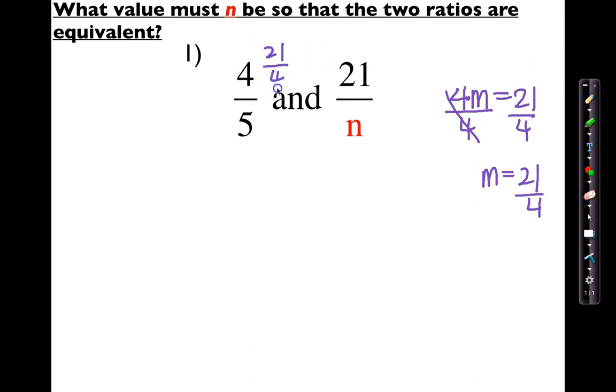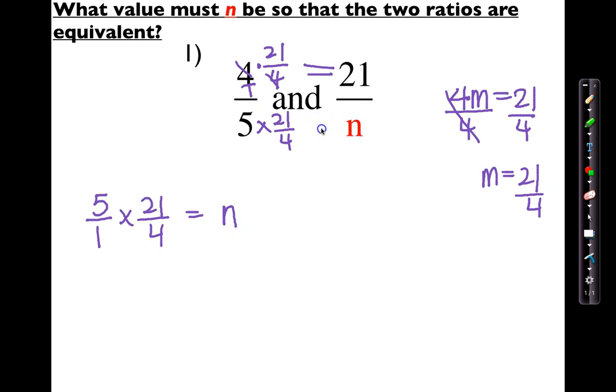Let me go ahead and check this to see if it works out. The 4's cross cancel, leaving me with 21, so that's good. So I'm going to claim in order to find n, I'm also going to have to multiply by 21/4. So let me go ahead and work it out here. I'm going to put it as a fraction and multiply it by 21/4. I can't cross reduce, so I'm going to multiply straight across.